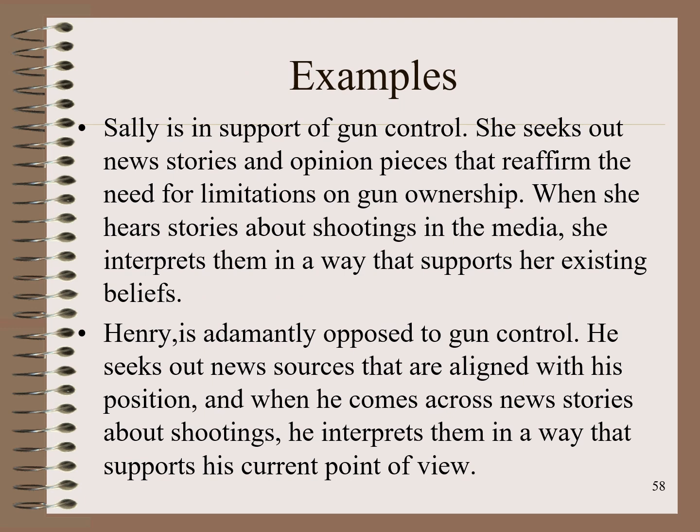Sally is in support of gun control. She seeks out news stories and opinion pieces that reaffirm the need for limitations on gun ownership. When she hears stories about shootings in the media, she interprets them in a way that supports her existing beliefs. Henry, on the other hand, is adamantly opposed to gun control. He seeks out news sources that are aligned with his position, and when he comes across news stories about shootings, he interprets them in a way that supports his current point of view.